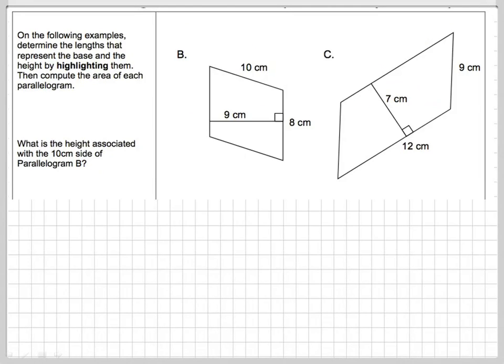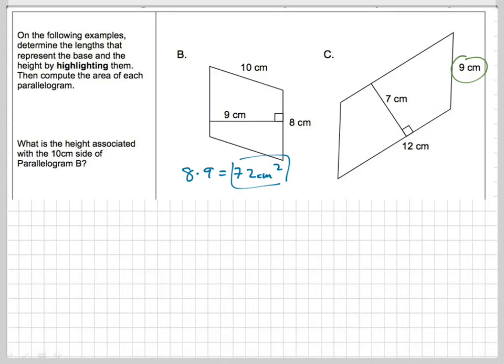Now, it's very important here to note which one's the base and which one's the height. Which one is the base for this one? Yeah, for letter B, your base is your 8. And what's the height? 9. They have to be perpendicular here. So that means the area for this one is going to be 8 times 9, which is 72 centimeters squared.